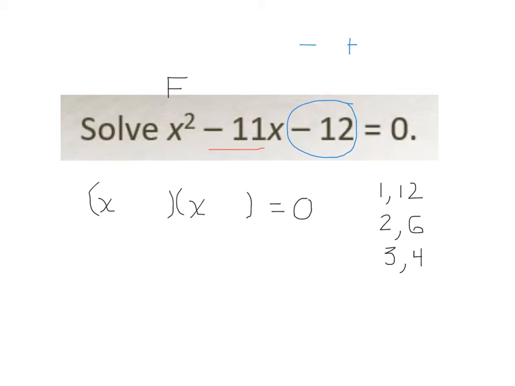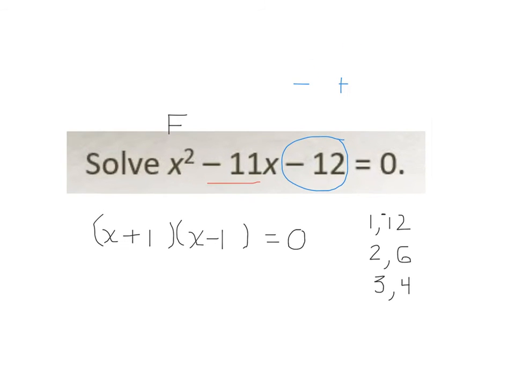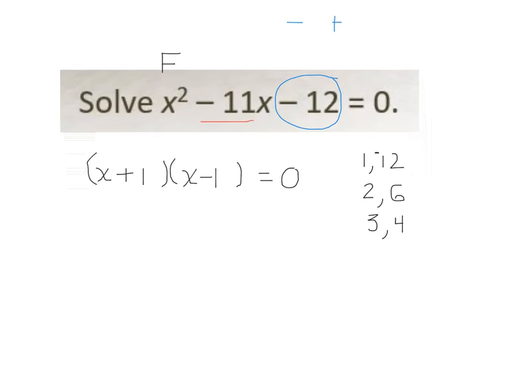Well, the only way, if one of them is negative and the other is positive, for them to add up to negative 11 would be if we chose 1 and 12 and made the 12 negative. Because 1 times negative 12 is negative 12, and 1 plus negative 12 is negative 11. So therefore we know we're going to have one binomial that's an x plus 1, and the other binomial that's an x minus 12.